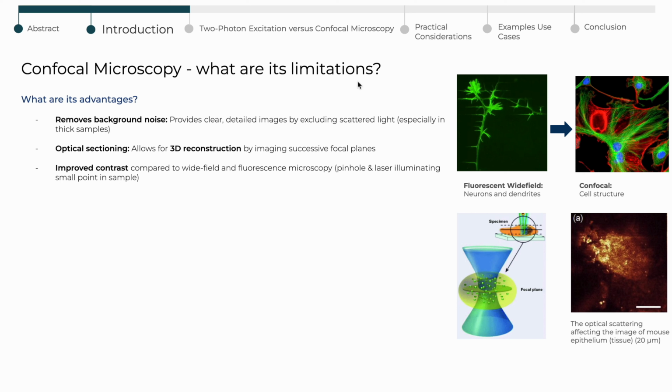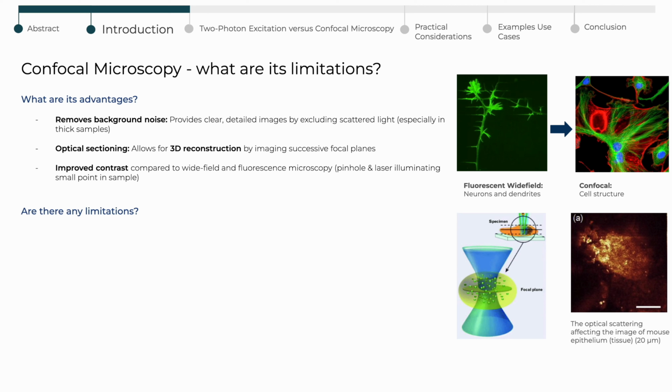It's really nice to see that as well here on the top right, where we've seen this image before that was acquired using a fluorescence wide field of a neuron and dendrites, and then on the right we can see a cell structure using confocal that just has a way higher resolution and more structure and depth information.